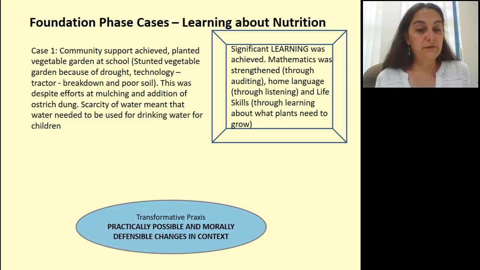She managed to plant a vegetable garden at the school, but unfortunately, the vegetables were stunted and it wasn't successful in supplementing the school feeding scheme because of the drought, because of technology breakdown. So, for example, the tractor which she tried to organize kept breaking down, and the ongoing problem with the poor soil. And this was despite efforts at mulching and addition of ostrich dung in order to try and improve the soil quality. Also, there was the scarcity of water during the drought, and water needed to be used for the children for drinking rather than in the gardens.